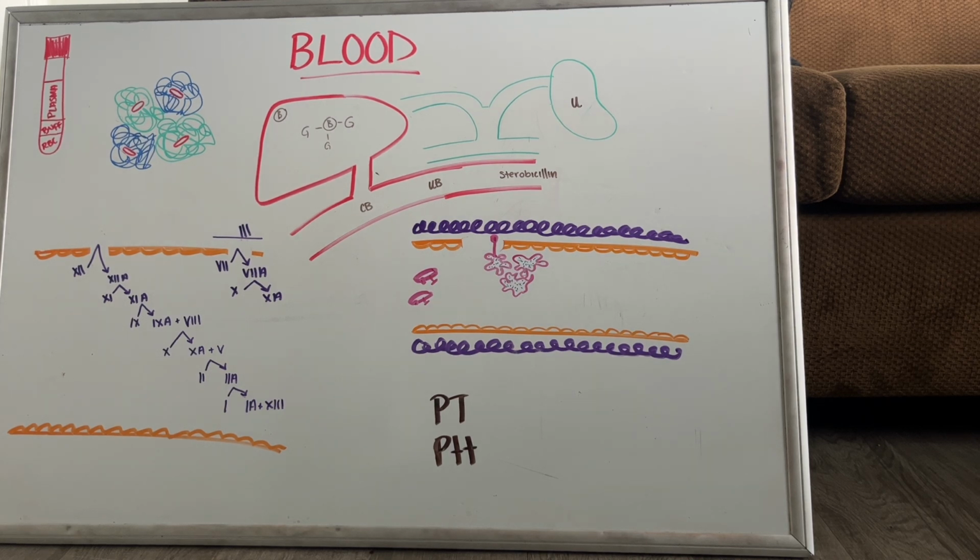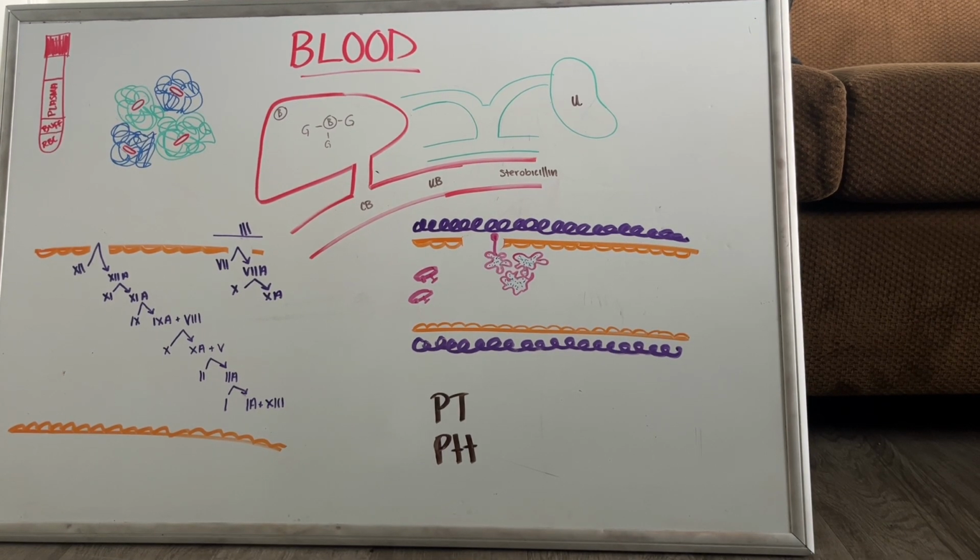The major things in this colloid are albumin, which is the most abundant plasma protein, maybe about 60% of all blood proteins. Globulin is the next most abundant plasma protein and is involved in transporting substances within the blood. And fibrinogen, which is an important clotting factor.